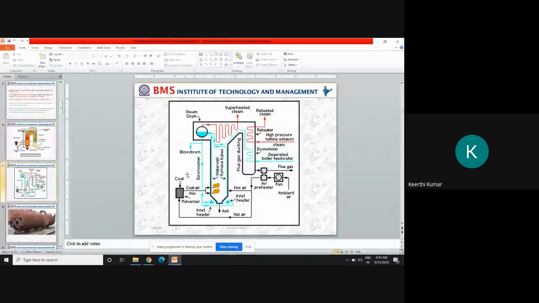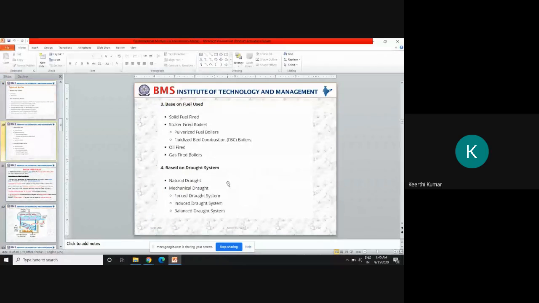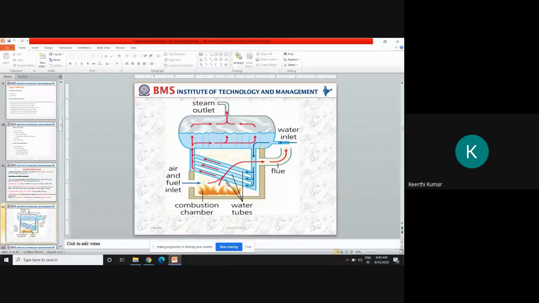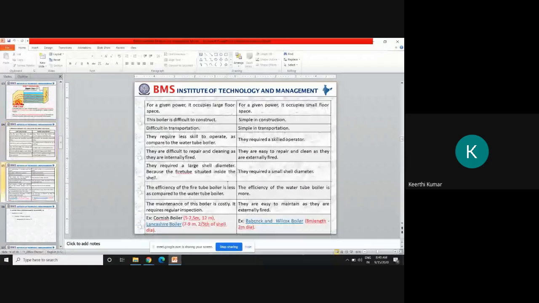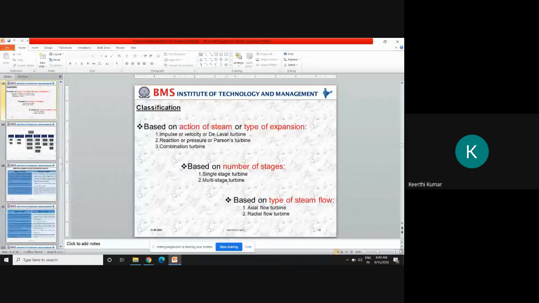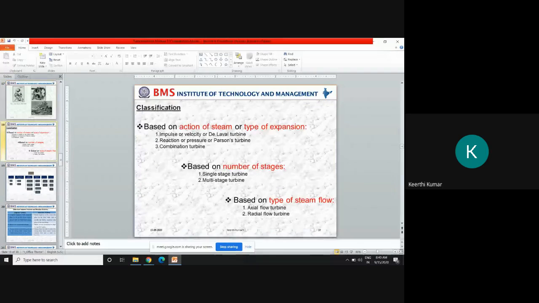Yesterday we did this, and these are all the specifications of how the boilers are classified. This is about the water tube boiler, working of the water tube boiler, fire tube boilers. So the difference between the fire tube and water tube boiler. This is how the boiler parameters or specification of the boiler is explained. This is earlier boilers, what they are considered, the steam turbines.